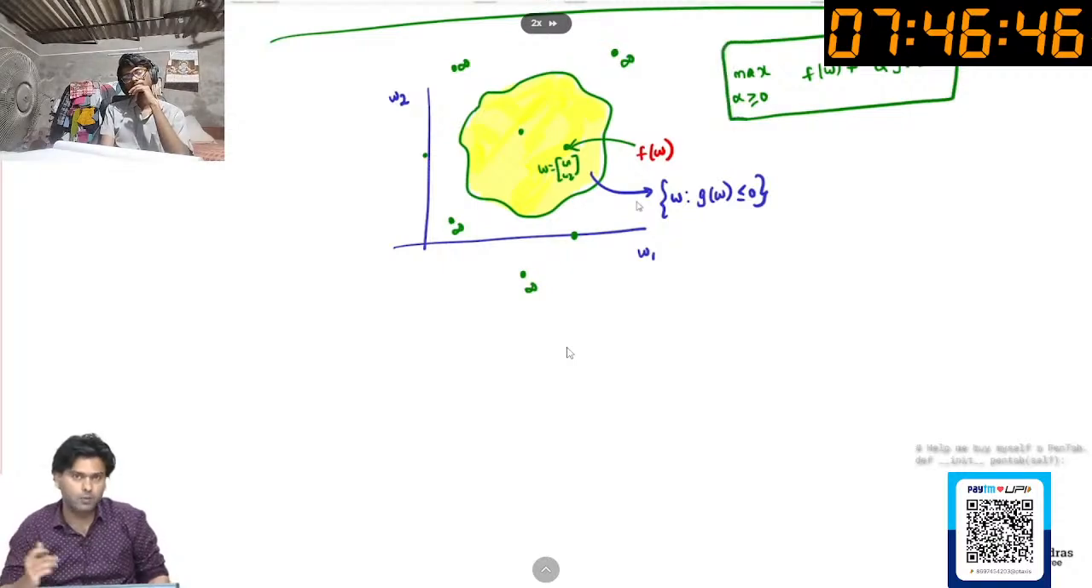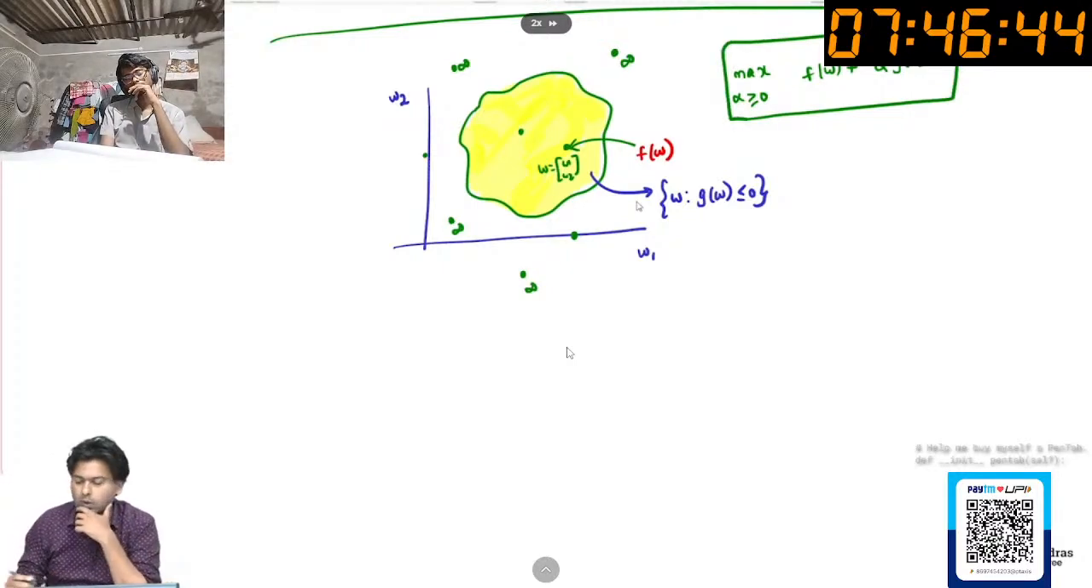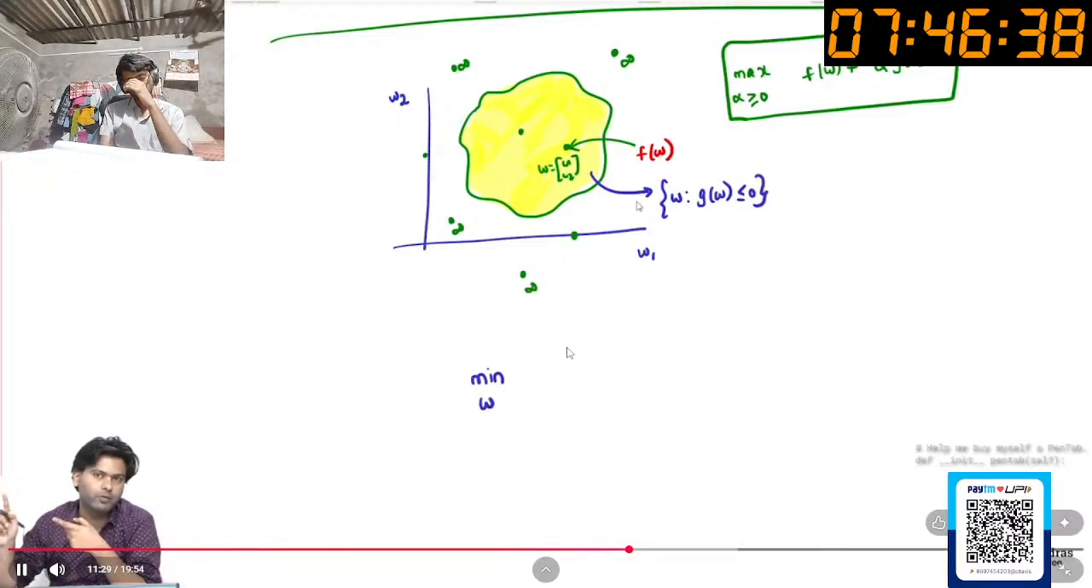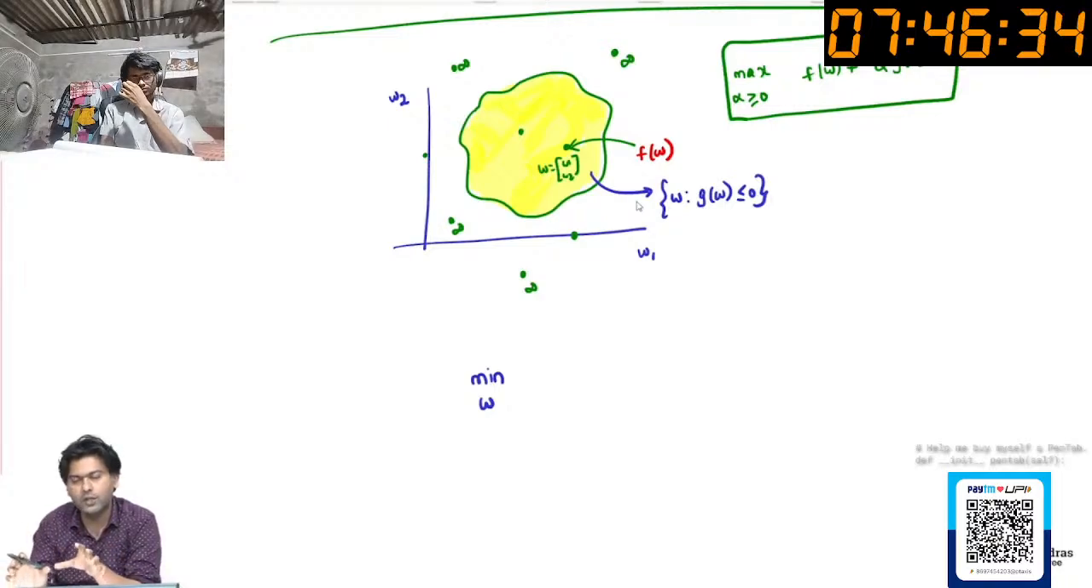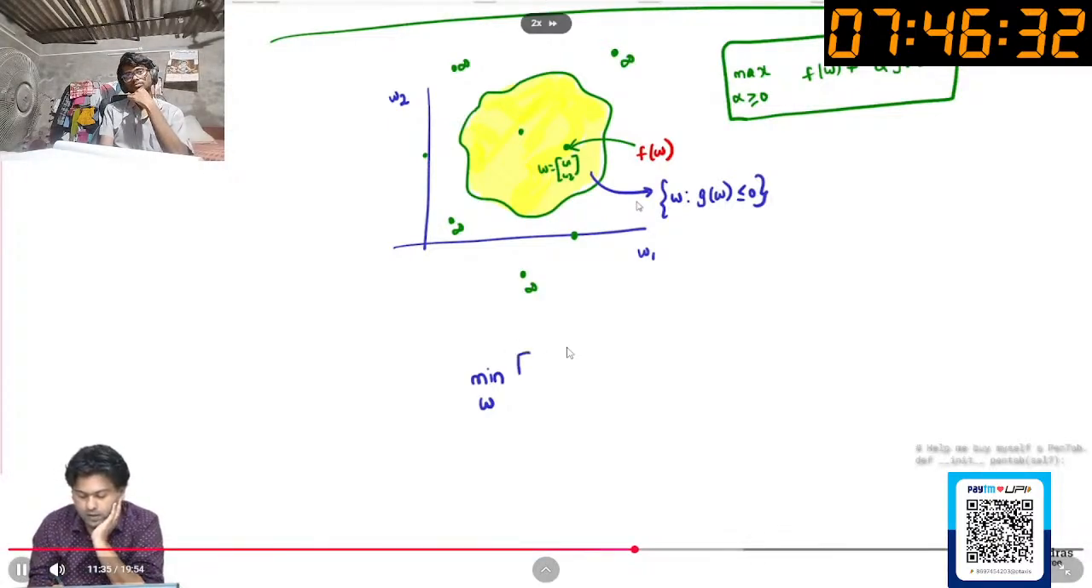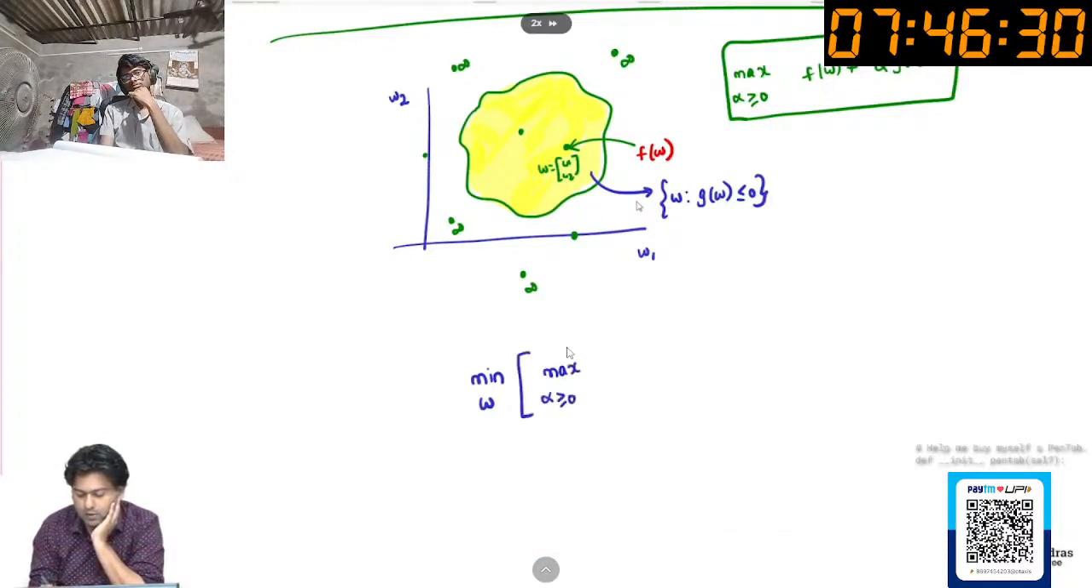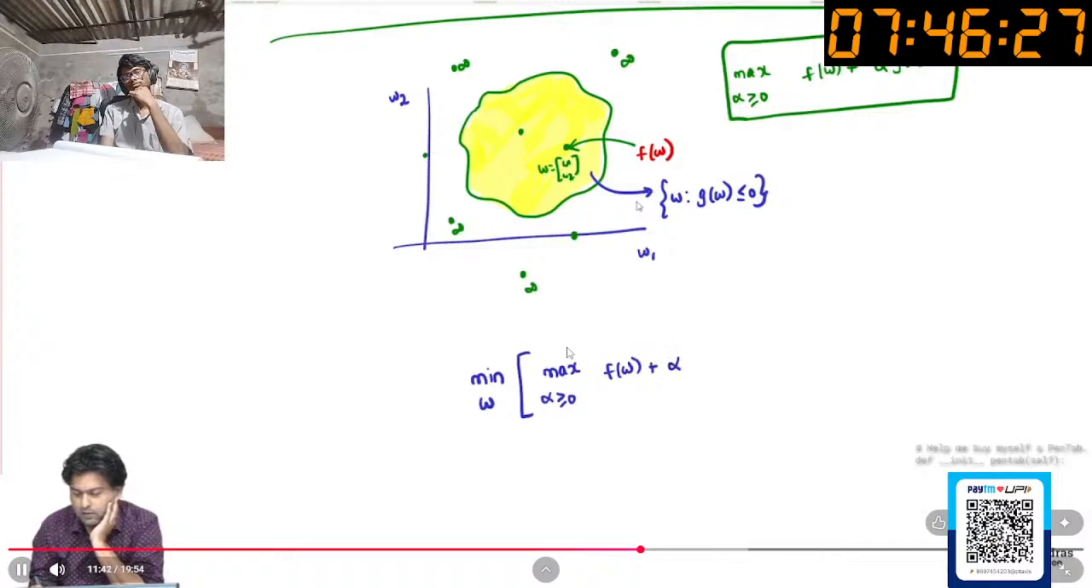So if you think of this as a function of w, right? So now how can we use this function of w? Well, we can do the following. Now, if I want to find the minimum value, right? So for every w, I know what this function evaluates. So it either evaluates f of w or infinity. Now, if I want to find that w where this function takes the smallest value, right? So I want to minimize over w, maximize over alpha greater than 0, f of w plus alpha g of w.